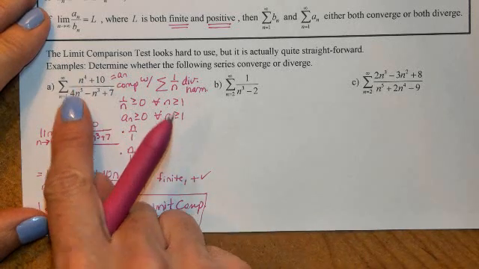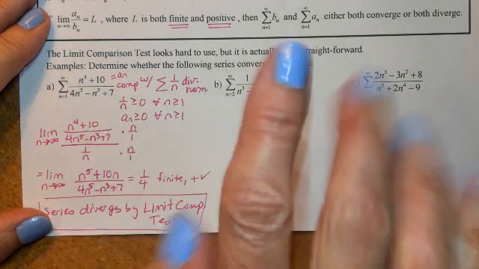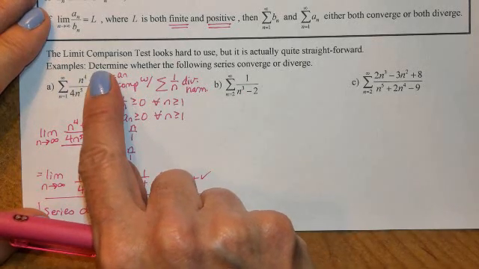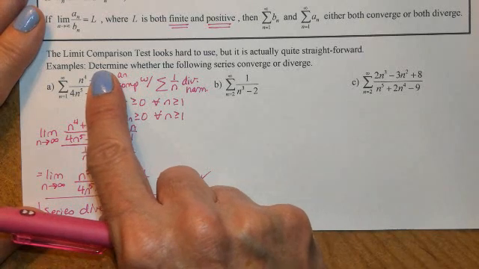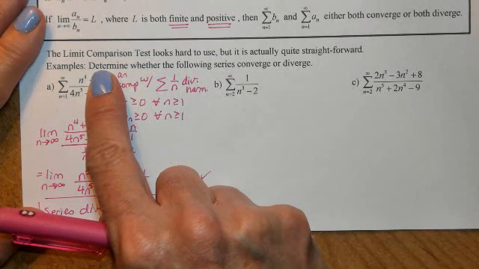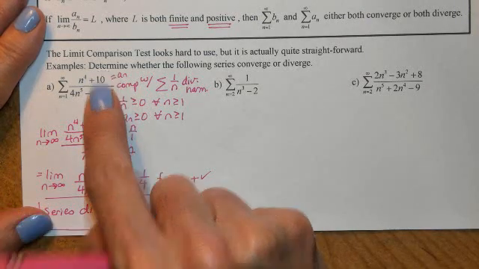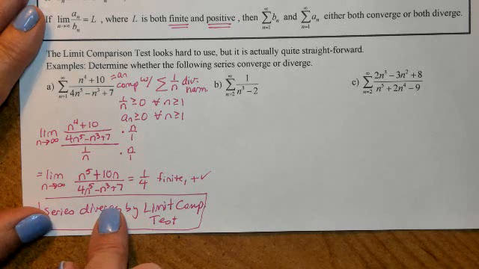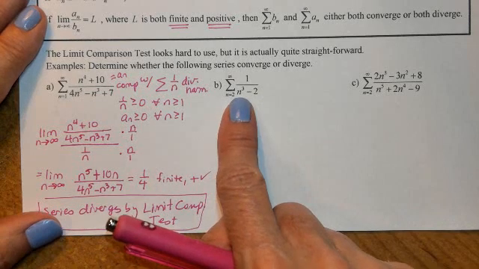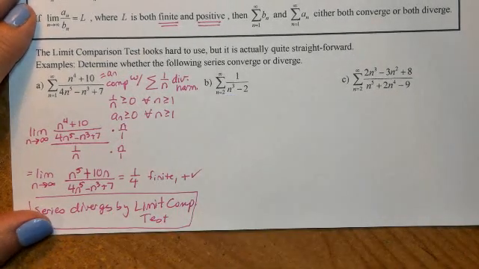So when you look at this, think, those don't matter. Compare it with 1/n. I know it's going to diverge. I know it will. Just prove it. Let's do this one. All right.